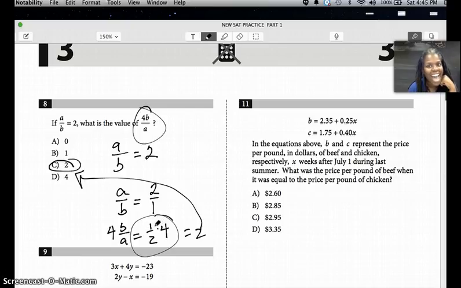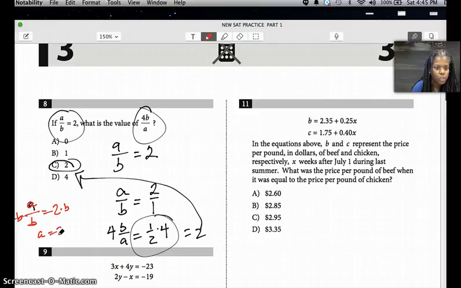The kids who did not like this explanation did something interesting. He solved for A. I'm going to write this in a different color so you can see it's a different explanation. A over B is equal to 2, and so he multiplied both sides by B in order to solve. So we got that A was equal to 2B.